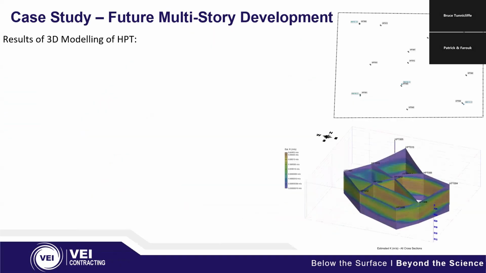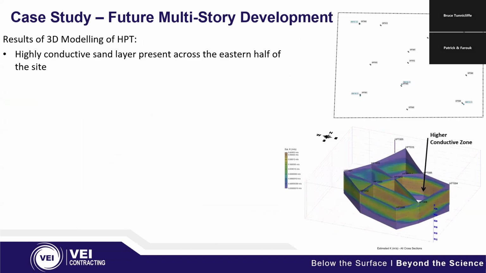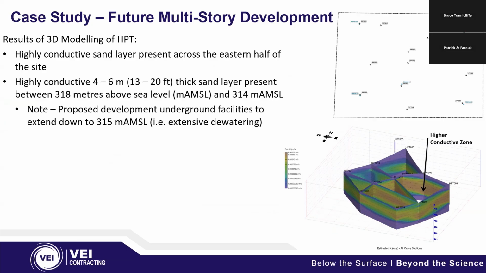So what are the results from this? We have, like I said, that higher conductive zone on the eastern half of the site, a highly conductive zone with a 4 to 6 meter thick sand layer. In terms of meters above sea level, you're going between 318 and 314 meters above sea level. I'll get to why that's important in a minute.